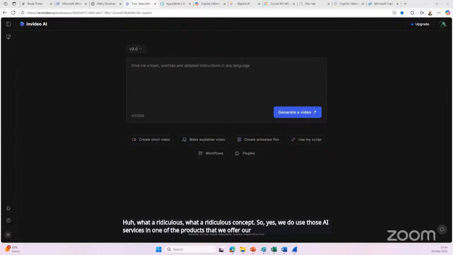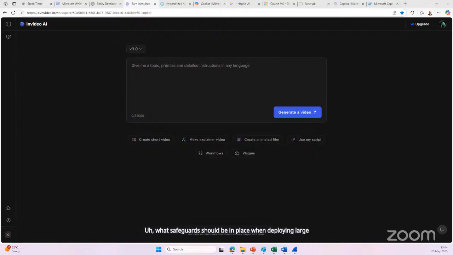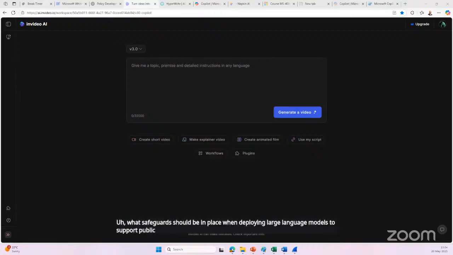What safeguards should be in place when deploying large language models to support public sector training, particularly to ensure accuracy, data privacy, and alignment with government policy and ethics?